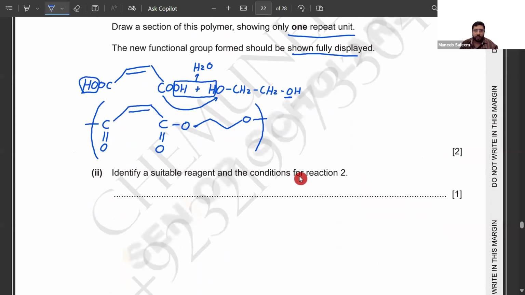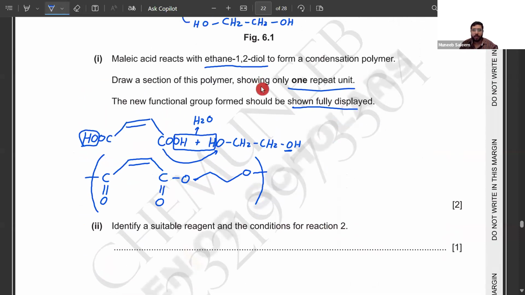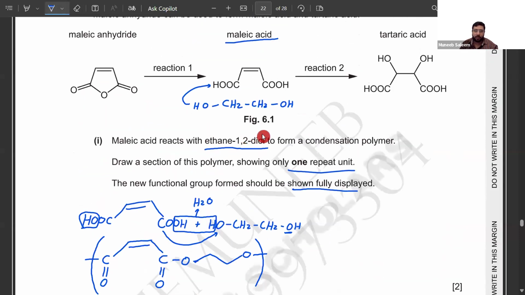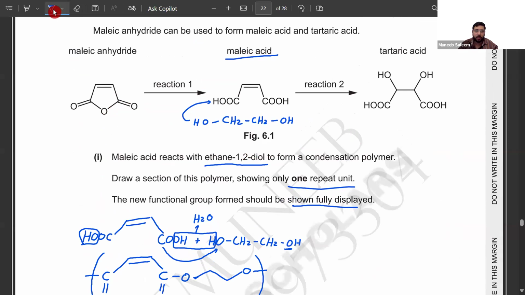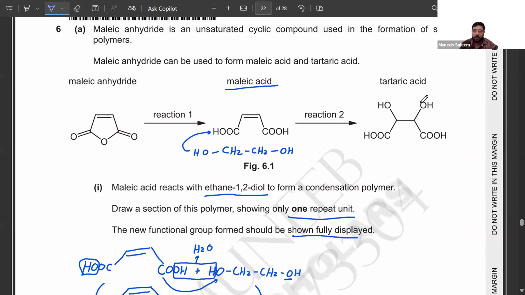Now the next part, identify a suitable reagent and the condition for reaction 2. So reaction 2 is over here, and it shows that this acid is converted into this compound in which we now have two additional hydroxy groups over here, and the alkene group is converted into the alcoholic groups.